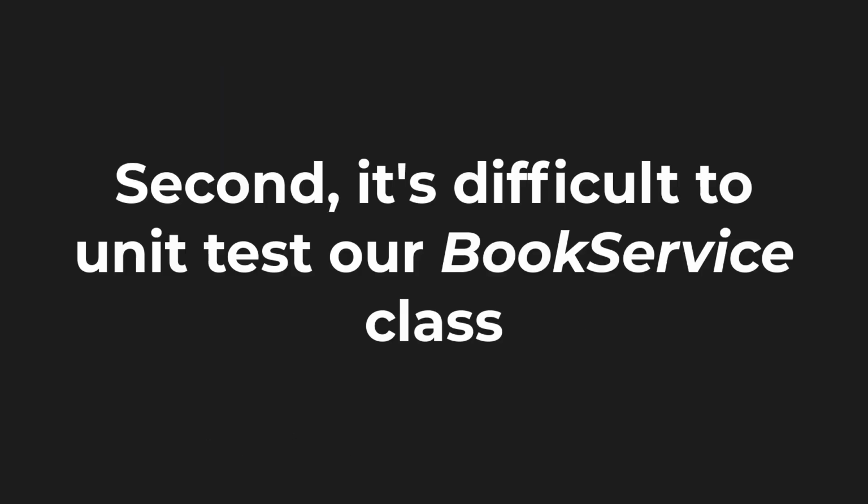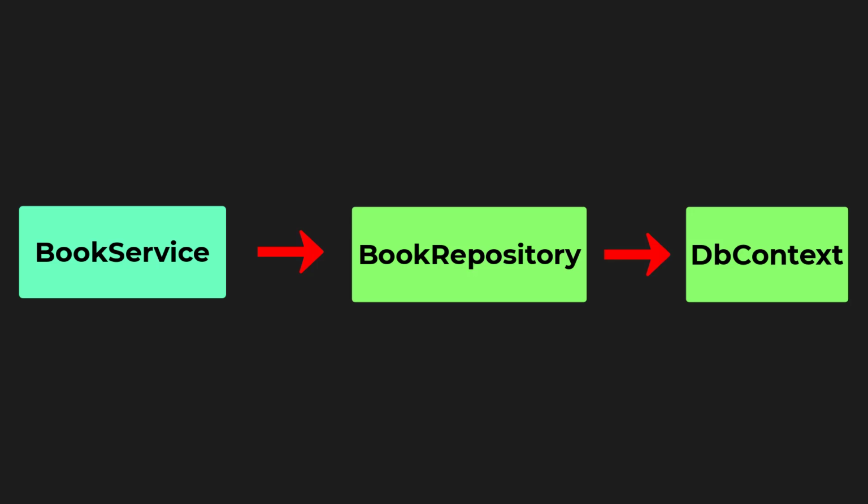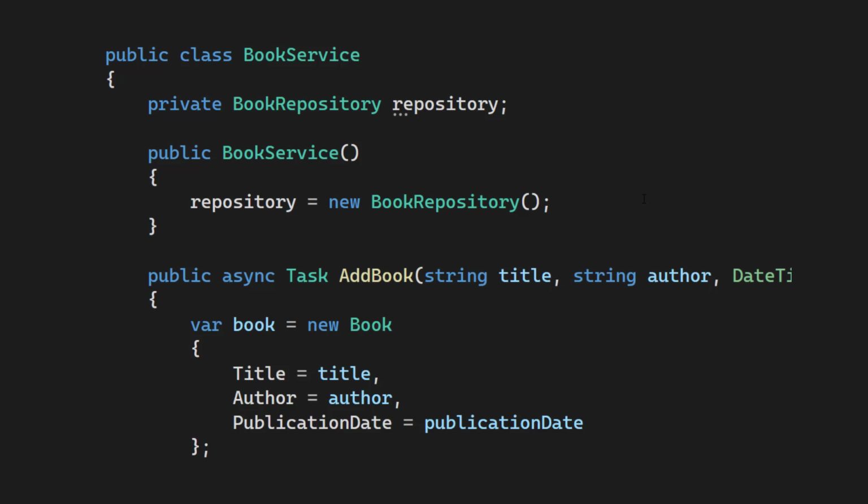Second, it's difficult to unit test our book service class. To test our book service class, we need an actual book repository object that sets up the Entity Framework Core DB context and establishes a session with the database. So there is no easy way to isolate our book service class and replace our book repository dependency with any test-specific dependencies.